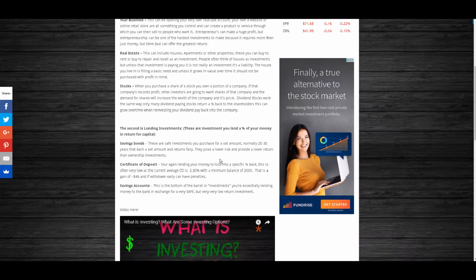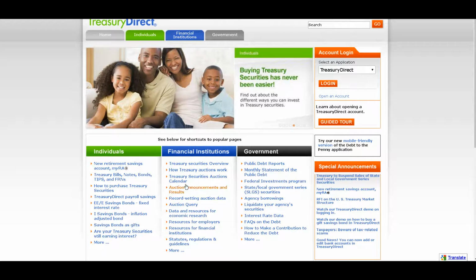So as we know, EE bonds and I bonds are both lending type investments, meaning that whoever you lend your money to is essentially borrowing your money in exchange for a savings bond that is issued by either a corporation or a government. The most common types of savings bonds are government issued savings bonds, and you can buy savings bonds by going to treasurydirect.gov, and the link will be in the description below.